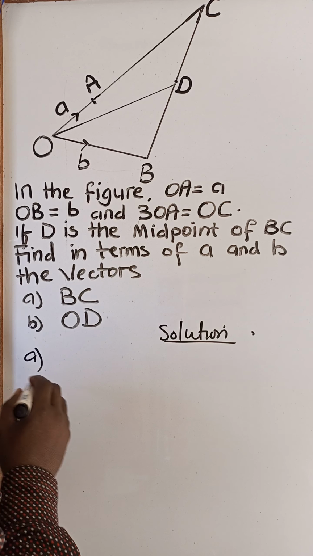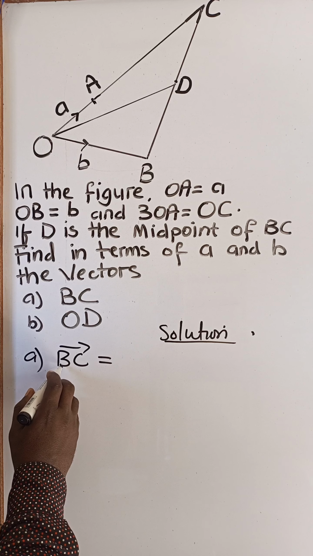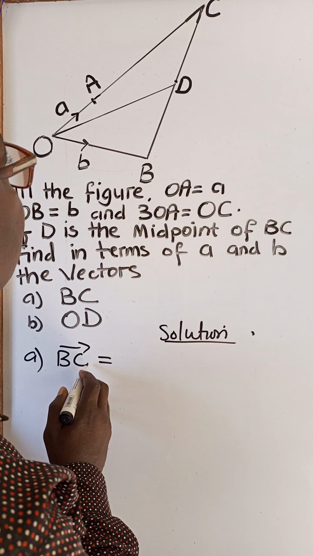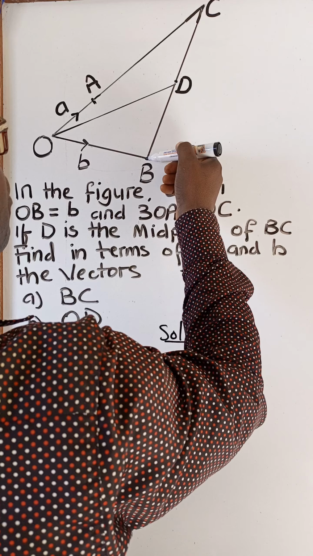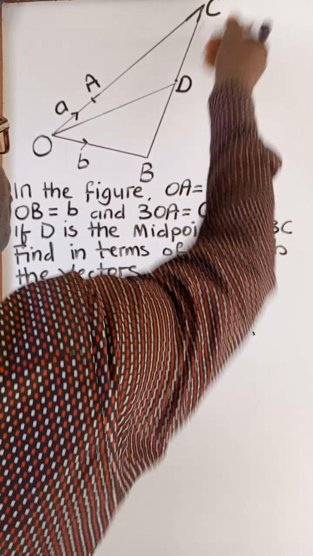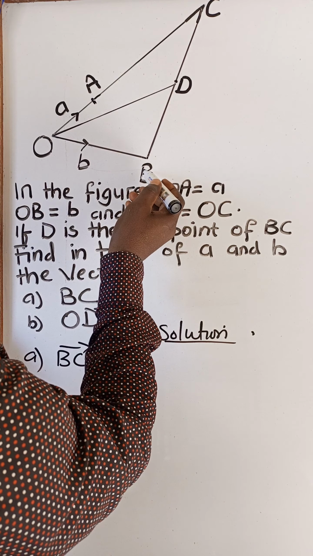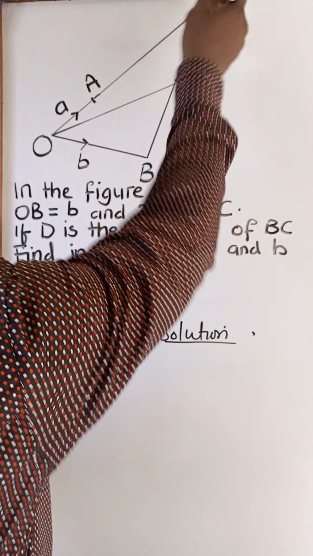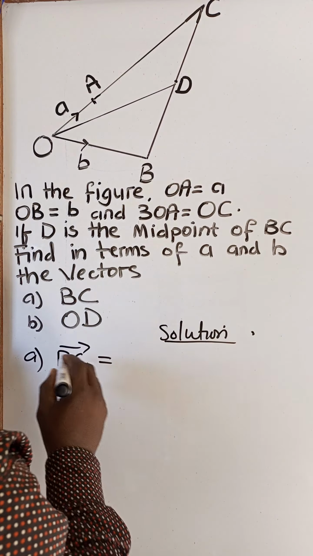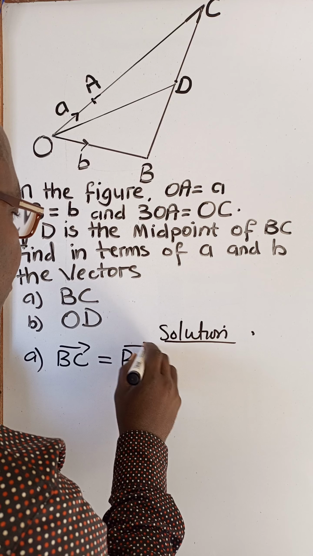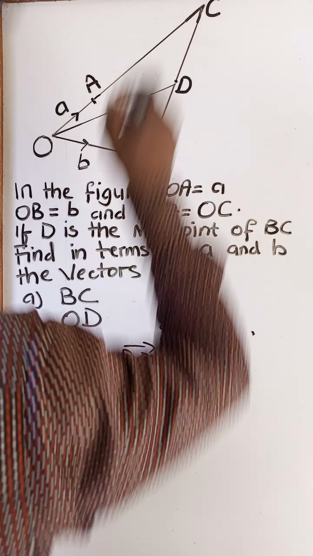Let's take the first one, the vector BC. BC means we are at the point B and we want to get to the point C. The vectors small a and small b are not on this path, so we are forced to move backwards, BO, and then we move from O to C. It will be the same thing as having moved from B to C. So BC will be BO plus OC.